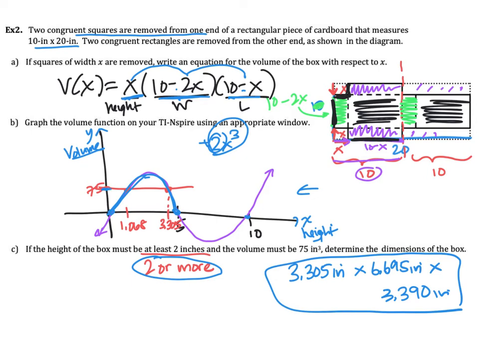Well, I'm going to put in, for my y sub 2, 75, and it's going to intersect at 2 locations. But this first location is not at least 2 inches, so this one isn't going to count as part of my solutions. So I'm only going to use my second answer, which was 3.305. So that is my height. I subtract it from 10 to get my length, and I subtract 10 minus 2 times that value to get my width. So my dimensions are 3.305 inches by 6.695 inches by 3.390 inches.